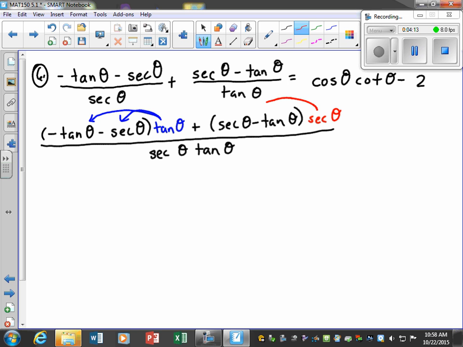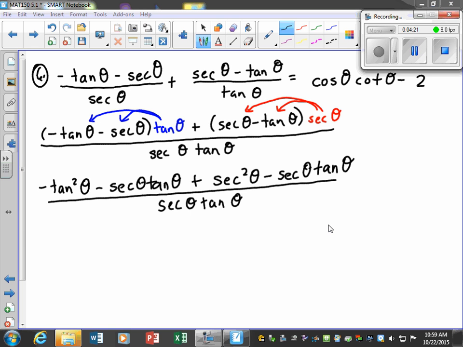Distribute here and distribute here. So take a minute, pause it, and let's go ahead and do that step. Okay, so once we distribute it out, I'm left with this. This particular term right here, if you wrote tangent theta then secant theta, that's fine. Multiplication is commutative, so it doesn't matter the order.